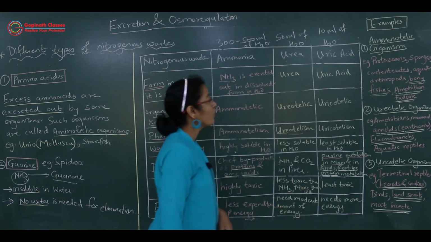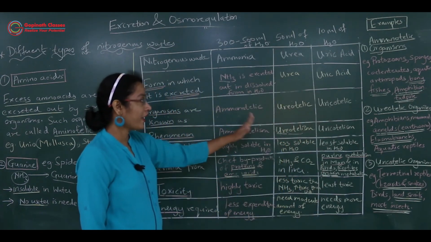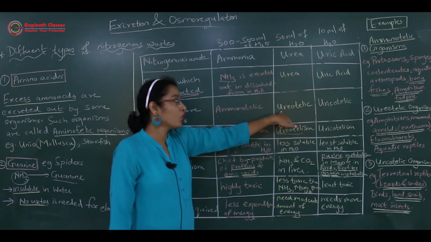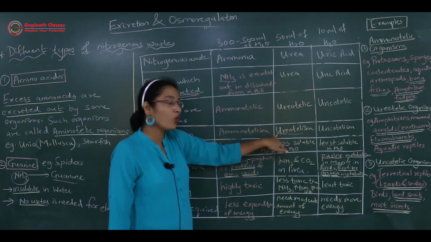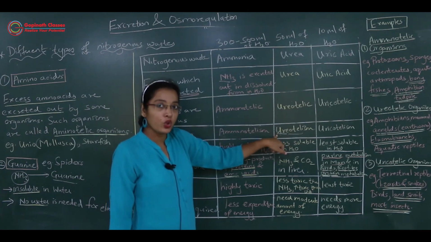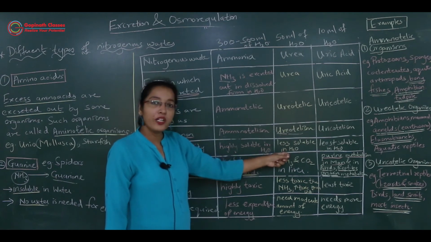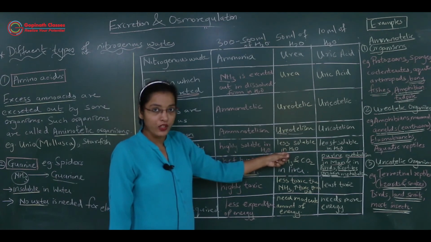Got it? So ureotelic organisms are the organisms which will excrete urea as nitrogenous waste. यूरियोटेलिक ऑर्गेनिजम्स बोलते हैं उसको, फिनोमेनॉन को क्या बोलते हैं, यूरियोटेलिज्म. देन less soluble in water, urea is less soluble in water.